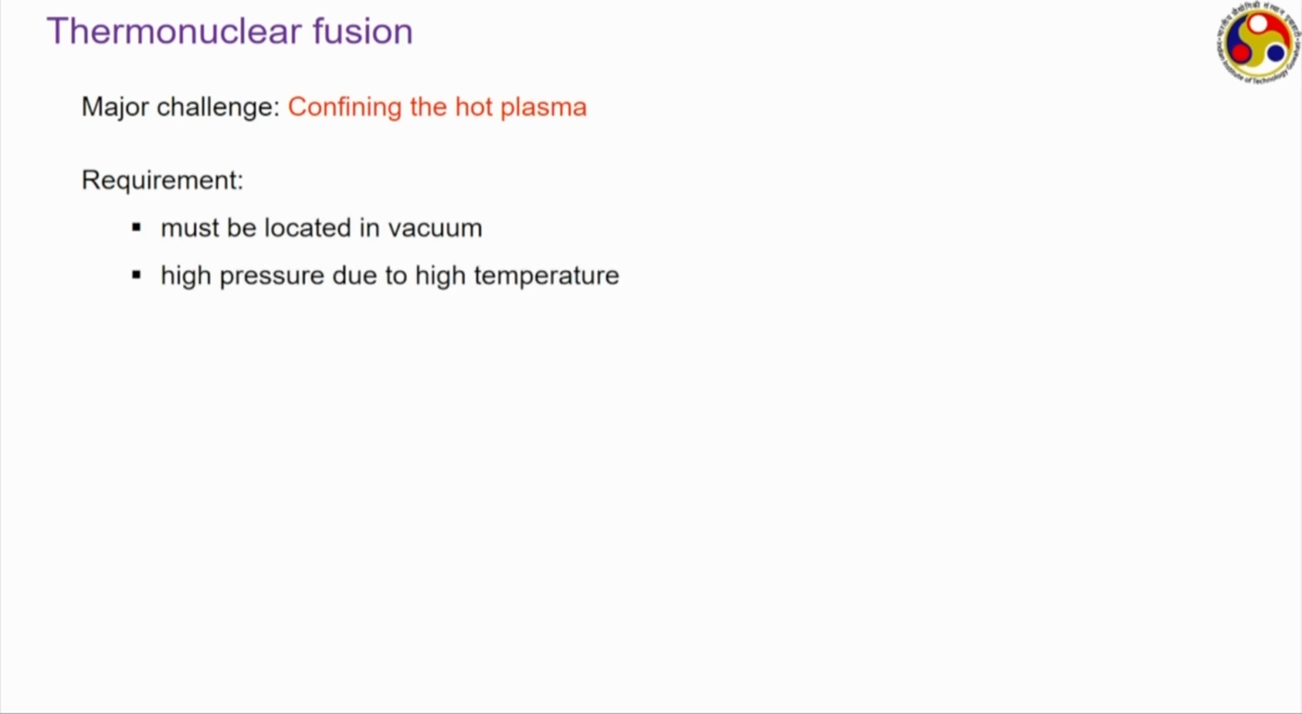Secondly, as the temperature is high, pressure also will be high, so we have to handle extreme conditions of high pressure and high temperature. And also the plasma, because of this energy interaction, will try to expand, and therefore we must provide some kind of force to resist this expansion. That force can be of different kinds: it can be gravitational force, magnetic force, or inertial force, and accordingly we can have different kinds of confinement structures.